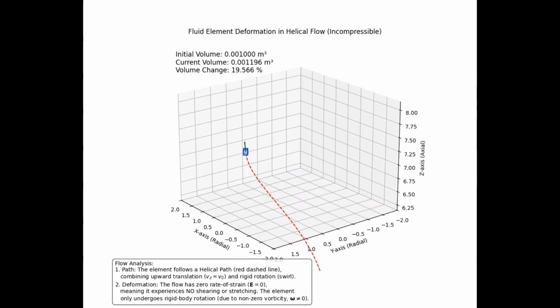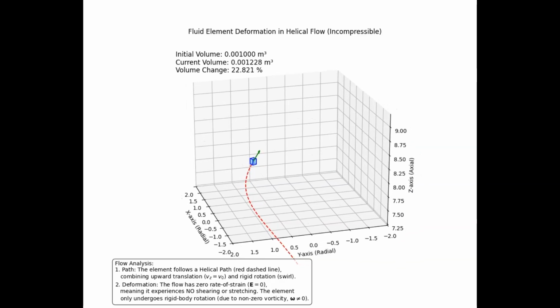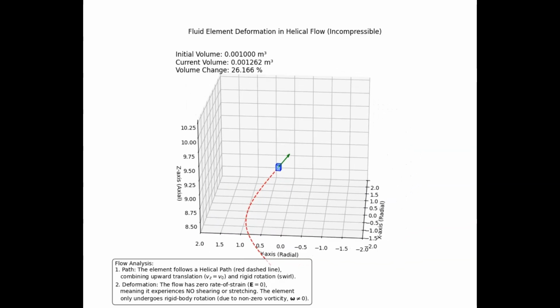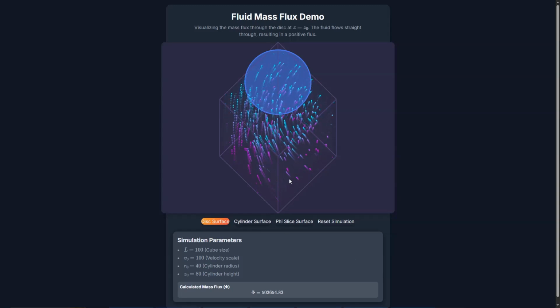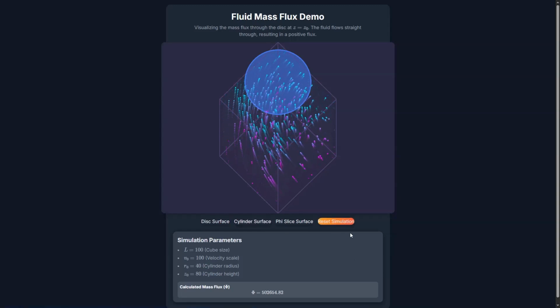And here's a key finding from the theory. The flux through that outer cylinder wall is calculated to be 0, which makes sense, right? The fluid can't go through the wall, so it just slides along it.